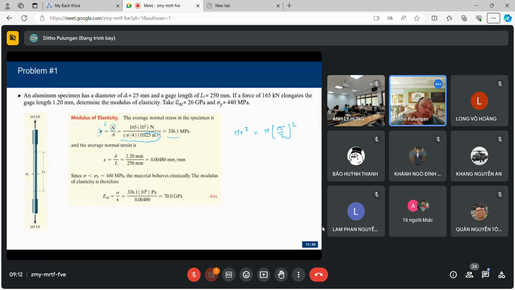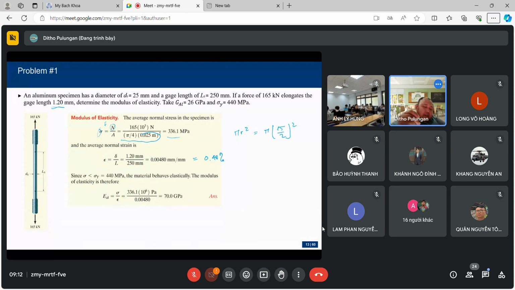Okay, and then you can calculate the strain. The strain is the delta divided by L. Delta you're given here 1.22, right? L is 250, and then you can calculate the strain: 0.00048, or some people call it 0.48%. Okay, so if you use percent, it's like this. If you don't use percent, it's like this.